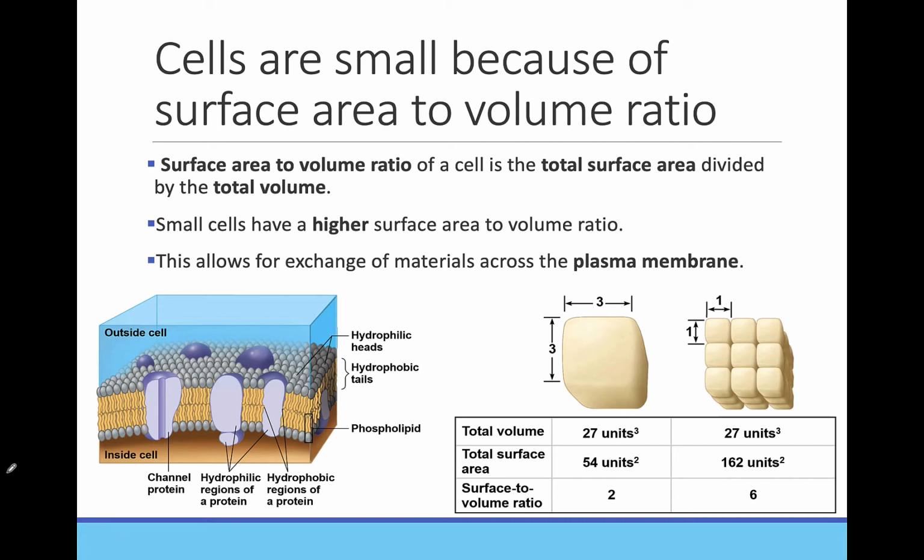Cells are small because they function more efficiently by maximizing their ability to transport materials into and out of the cell. A high surface area to volume ratio increases this ability to transport materials. Let's look at a cell that is very small.